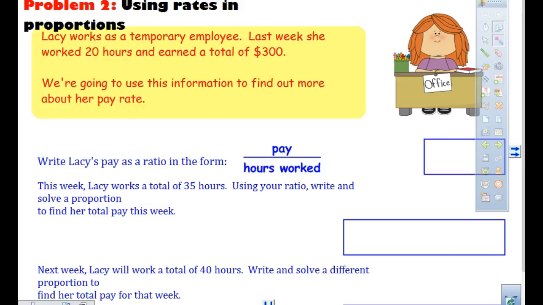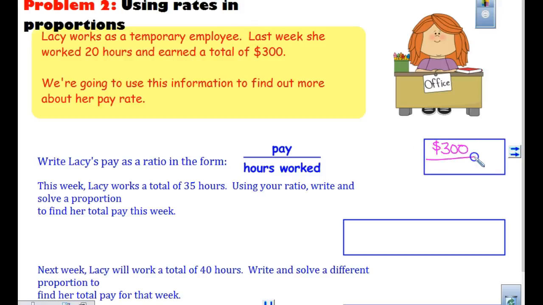We have this employee list. She's a temporary employee. Last week she worked 20 hours and earned $300. We're going to use this information to find more about her rate of pay. So right behind pay, we want to put down how much was she paid, and in our case, she was actually paid $300, right? So we're going to put the dollar sign with it, 300, over 20 hours. That is her rate. It's a ratio of numbers. Remember, a ratio from the beginning of the year is simply one to another.